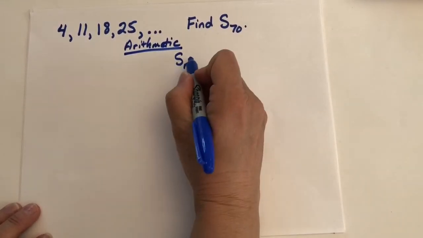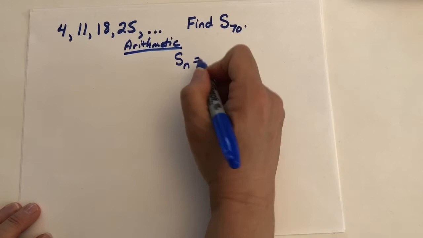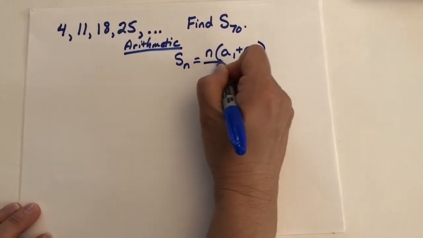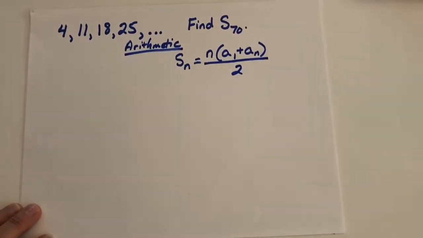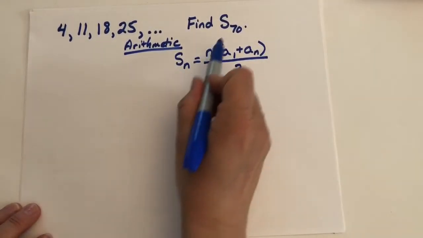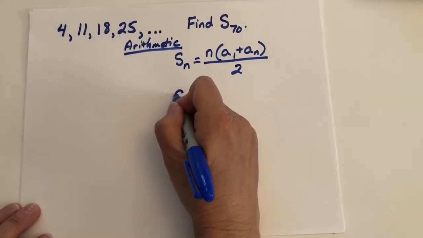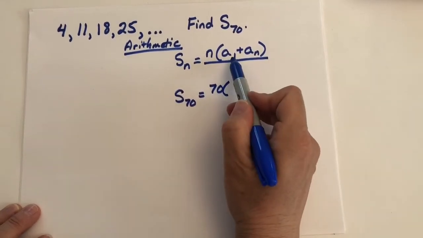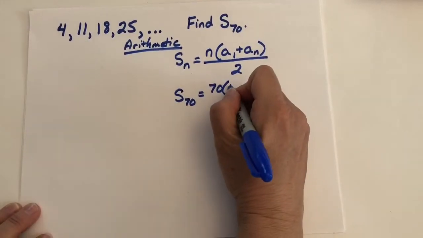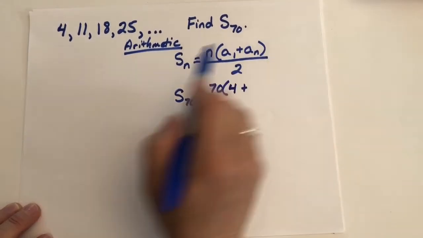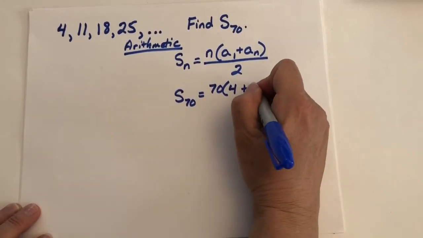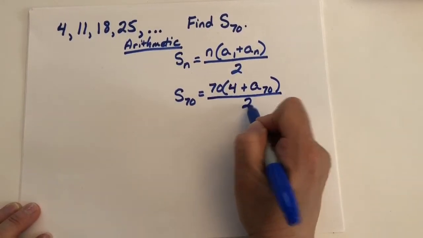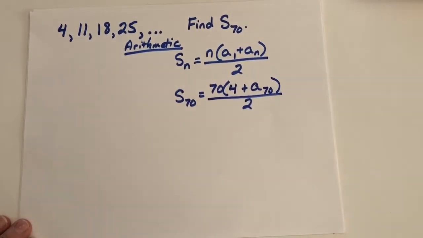So we know the sum of the first n terms is n times a sub 1 plus a sub n divided by 2. Conveniently, we know n is 70. So I substitute in 70. The first term is 4. But, oh, I don't know the 70th term. Let's just write a sub 70 right here. And we're going to divide by 2. So I don't know the 70th term.